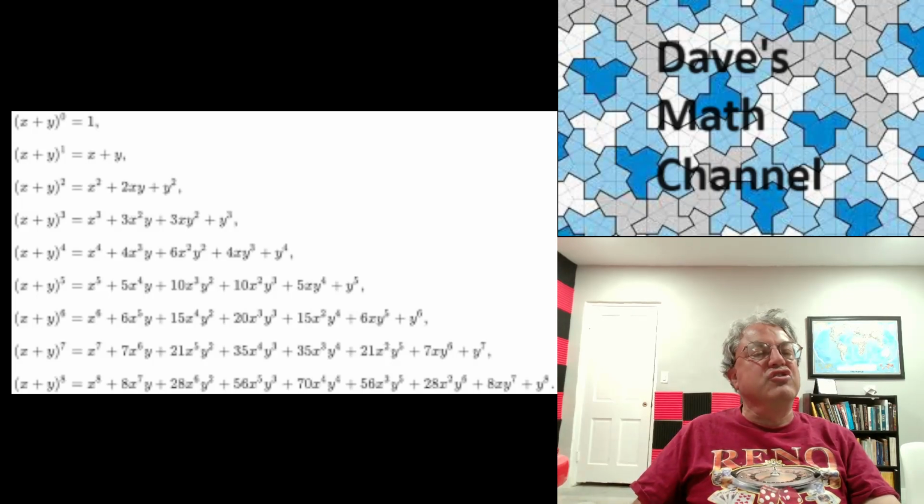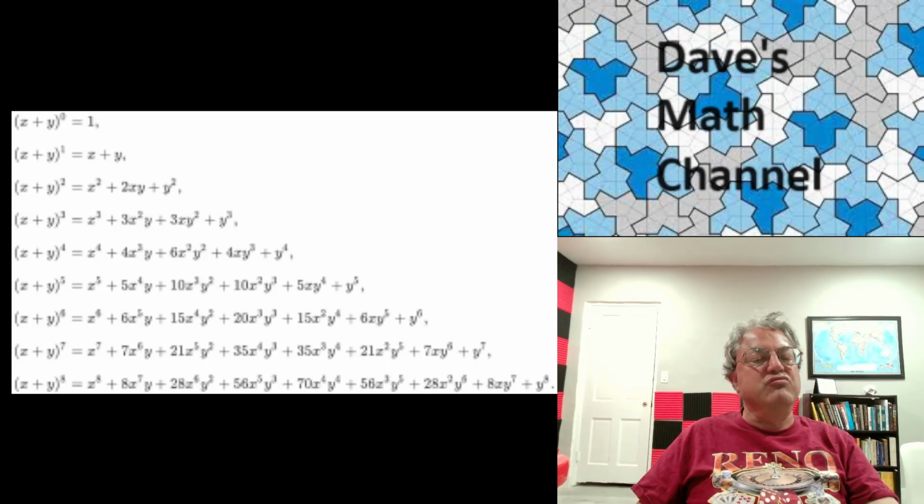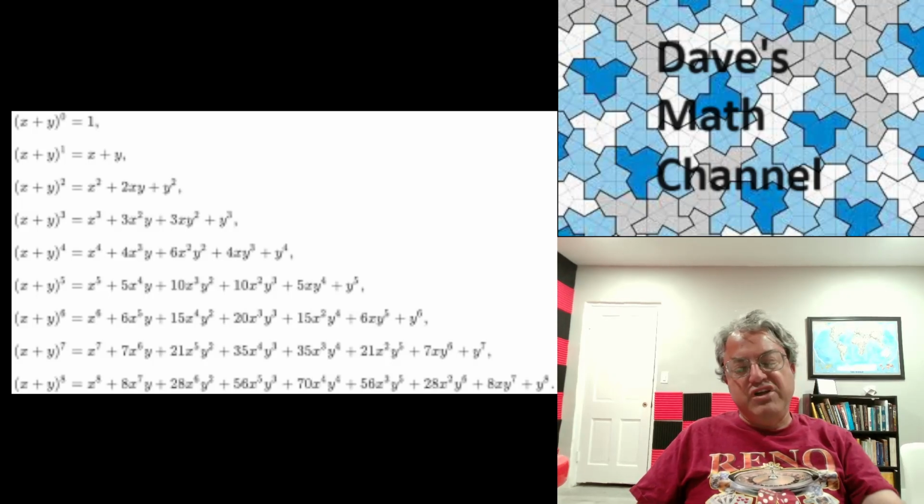So if you look at the coefficients on x plus y quantity squared, you get 1x squared plus 2xy plus 1y squared. That's 1, 2, 1, the third row of Pascal's triangle. Similarly, x plus y quantity cubed gives you 1x cubed plus 3x squared y plus 3xy squared plus 1y cubed. Pretty nice.